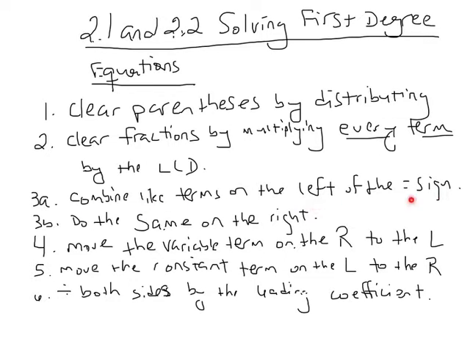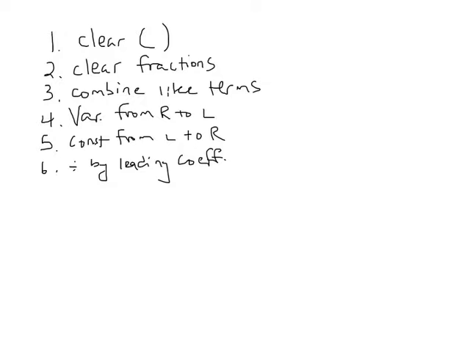Once we've cleared the parentheses and cleared the fractions, we're then going to take any like terms that are on the left of the equal sign and we will combine them. We will do the same on the right side of the equal sign. Once we've accomplished that, we will take any terms on the right side of the equal sign that have variables in them and we'll shift them over to the left side. We will then move any terms that are just constants that are on the left side, we will move those over to the right. Once we've accomplished that, we'll divide both sides by the leading coefficient.